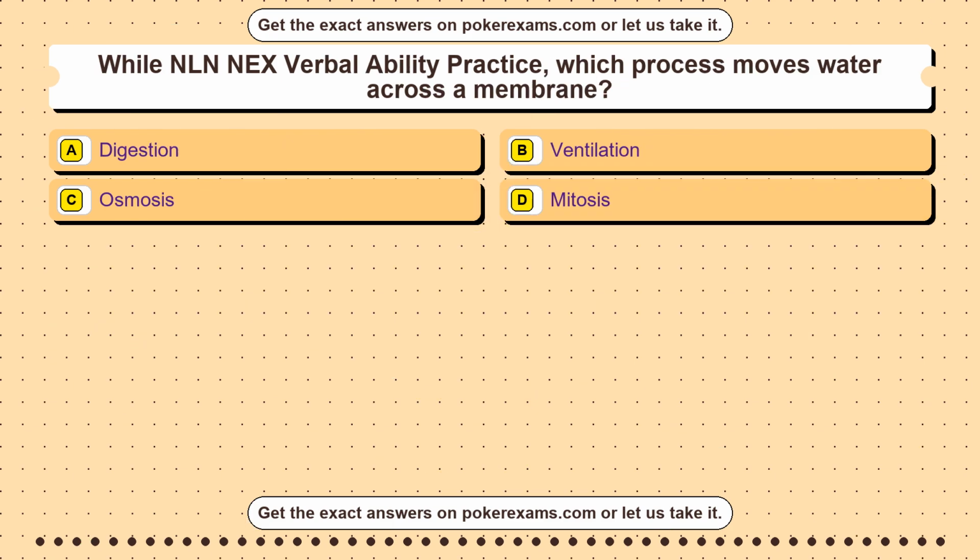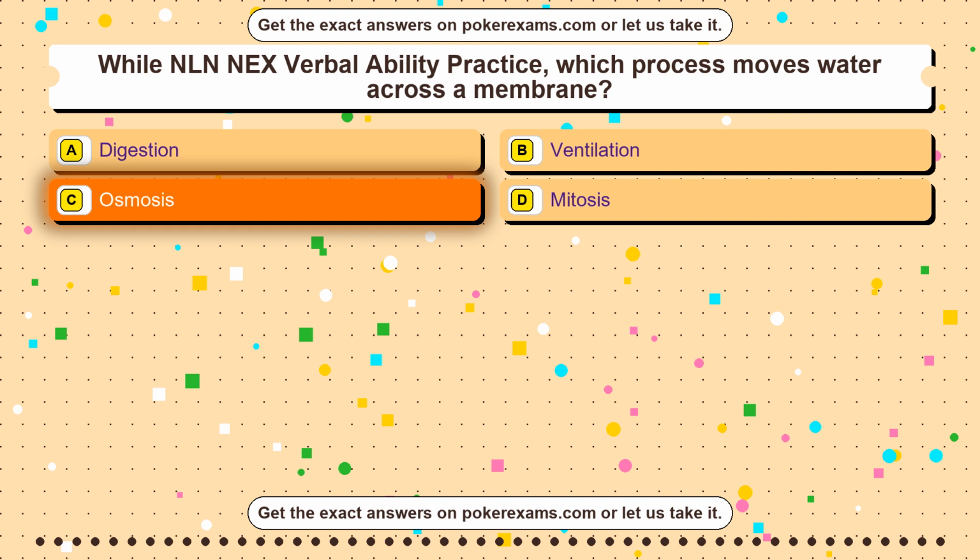Question 27. While get statistics practice, which term means the result of an experiment can be repeated? Option A ancient. Option B estimated. Option C reliable. Option D biased. The correct answer is option C.